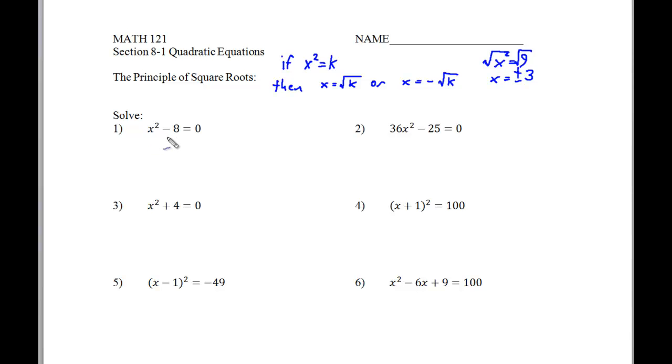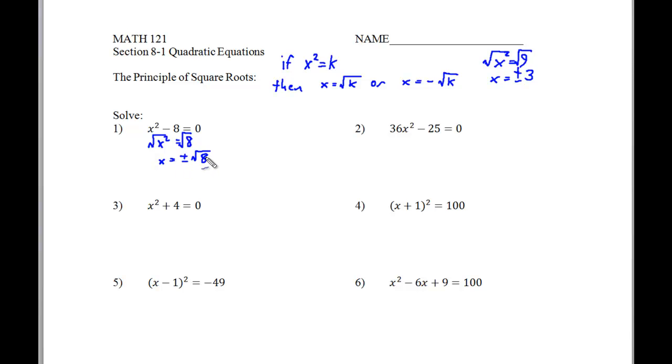So to do some solving for x here, I'm going to move this 8 to the other side. So x squared is equal to positive 8. Then I'm going to take the square root of both sides, and in doing so, I'll just put the little square root above both of these. Then this is going to be x is equal to plus or minus the square root of 8.